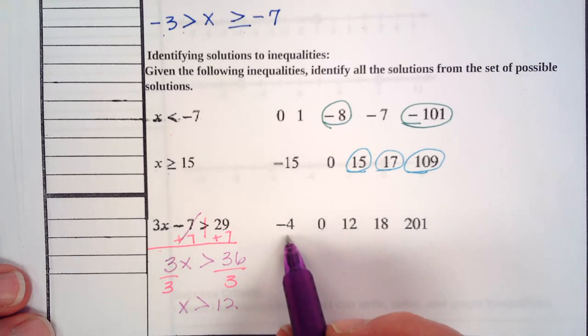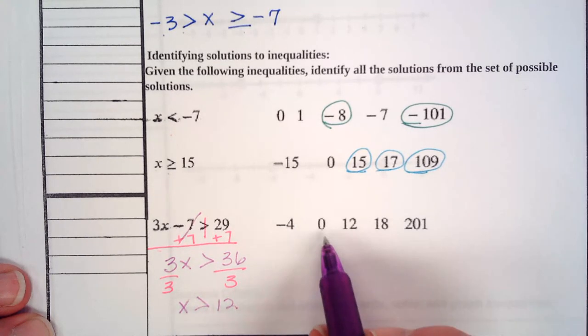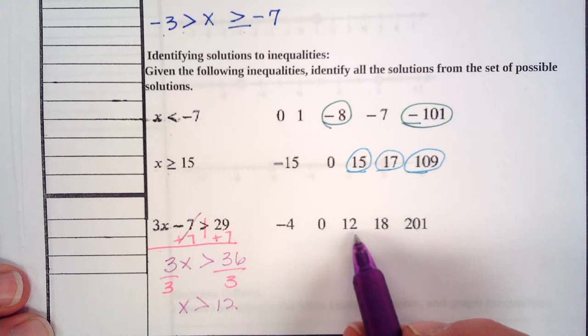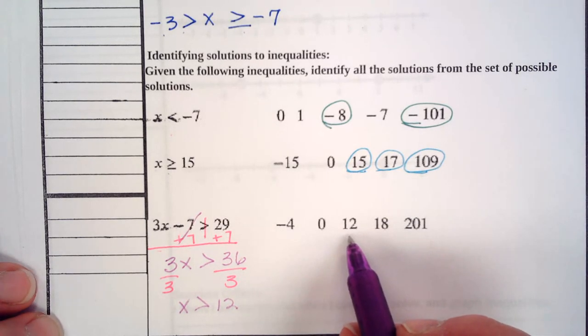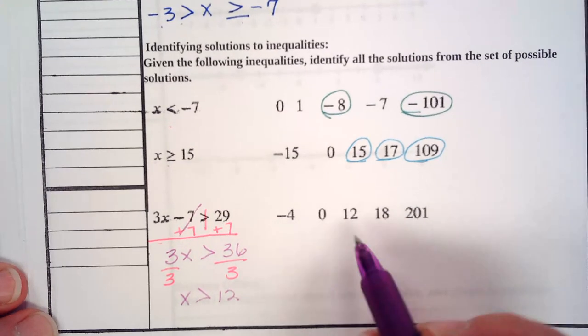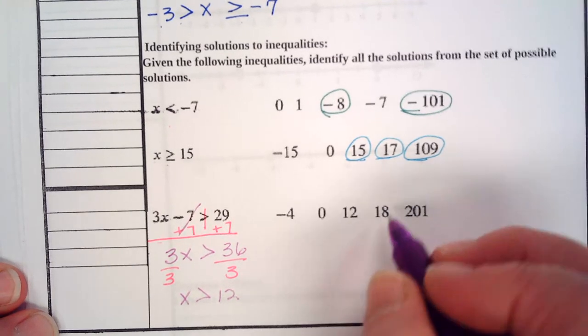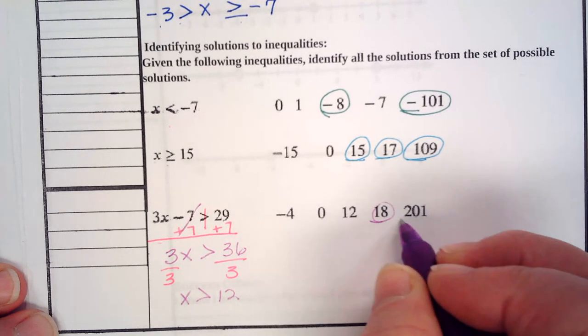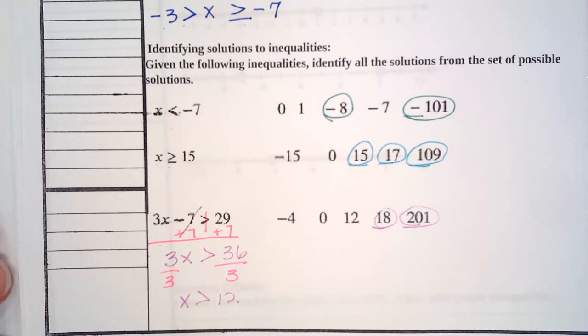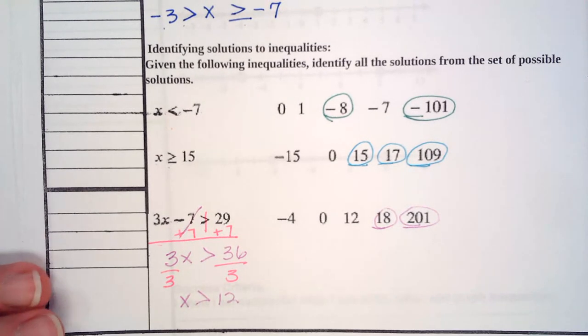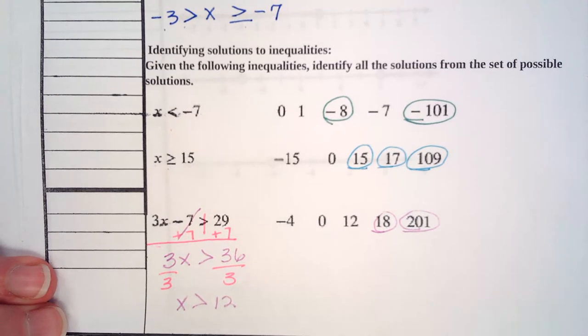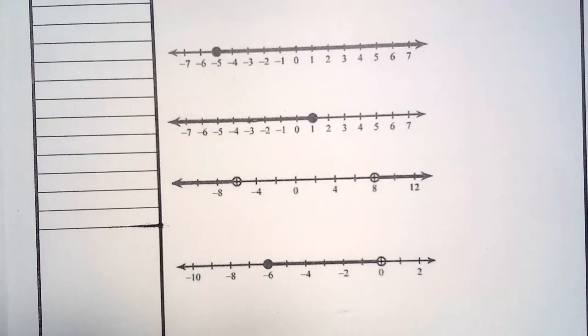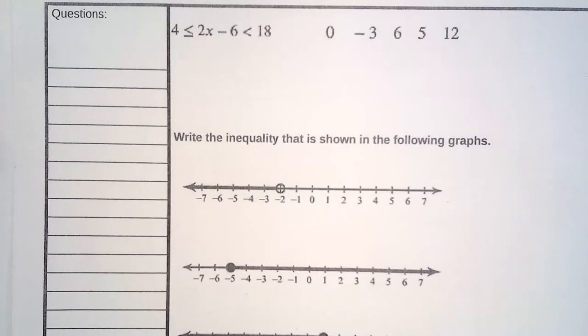Is negative 4 greater than 12? No. 0? No. Is 12 greater than 12? No. It's not, it's equal to, it is not greater than. So 18 is, and 201 is. If you're still unsure, back the video up and watch the first part again. Okay, the last one is one of those compound inequalities again. We still solve the same way we always do.